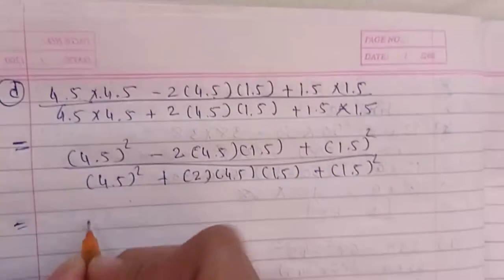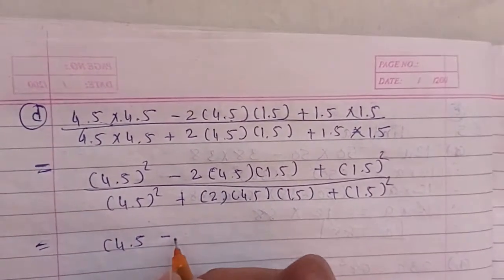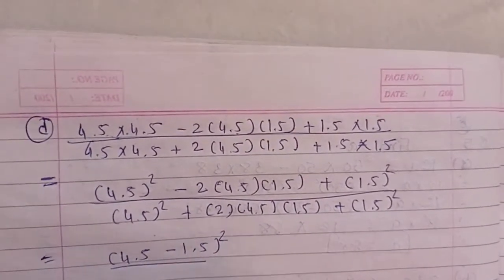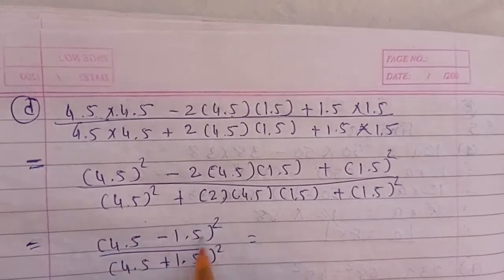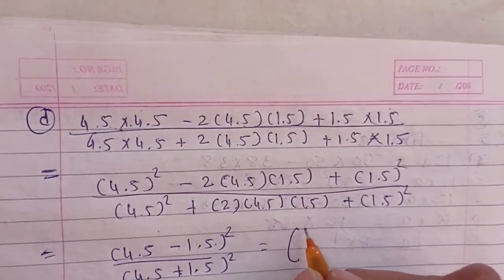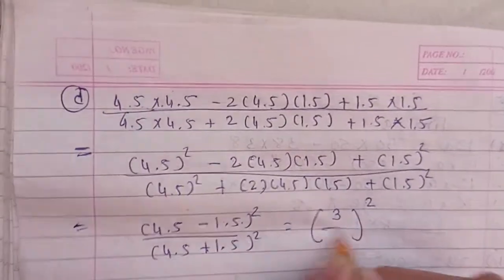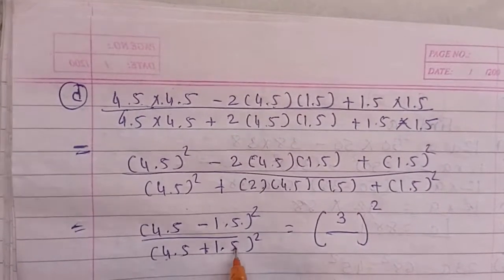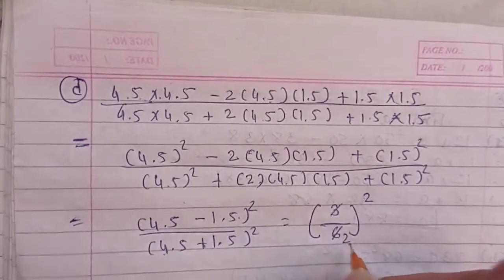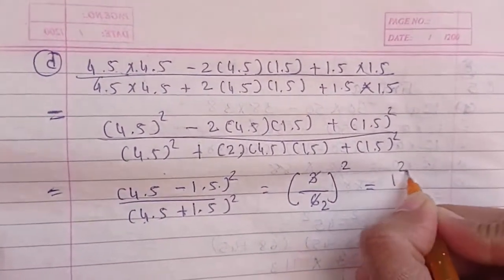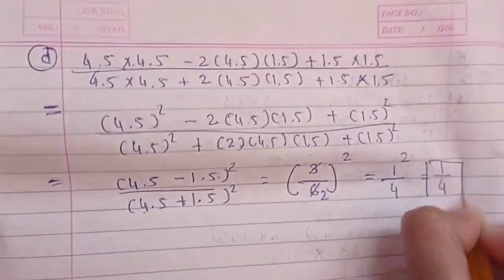So what can we write over here? 4.5 minus 1.5 whole square upon 4.5 plus 1.5 square. So 4.5 minus 1.5, what are we getting? 3.0, meaning 3 square. Downside 4.5 plus 1.5, so 4, 5 and 6 square. So what does it become? 3 2s are 6. We will get 1 square is equal to 1, and here 2 square is equal to 4, so we will get 1 upon 4 as our answer.